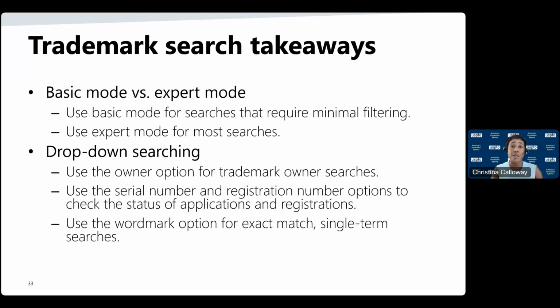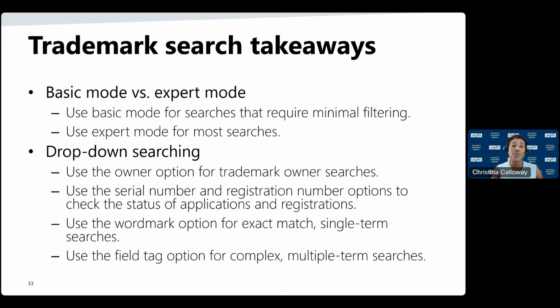Remember, when we're inputting more than one term into a drop-down search, it is going to search for those terms individually, which may provide us with results that are irrelevant to the search we're conducting. And you could possibly miss things, say if you start to filter using those status filters. That's why with the word mark option, you're just going to do an exact match single term. You would be using field tag options for more complex multiple term searches, or searches with design elements, etc., which we'll be discussing shortly.